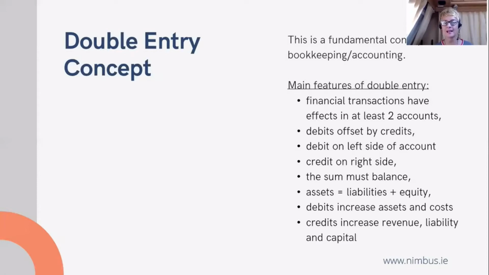We will talk more about assets and liabilities and the equity later on, so it will be easier for you to understand. But for now, just remember that assets have to equal liabilities plus equity. Two more important things to remember. It will make it easier when it comes to bookkeeping, which amount should go as a debit and which should go as a credit. So debits increase assets and costs, and credits increase revenue, liability, and capital.